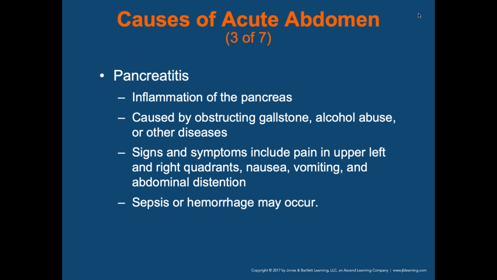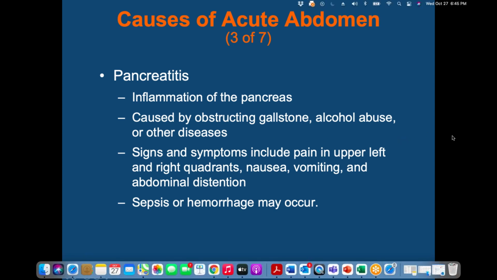Perfect. So if we have an inflammation of the pancreas, we can cause significant infection with pancreatitis. Signs and symptoms would include pain in the upper left and right quadrants, nausea, vomiting, and abdominal distension. Keep in mind that sepsis or hemorrhage may occur with this, which is why we really need to make sure we're looking for the signs of sepsis, because if we miss it, patients can die from sepsis.